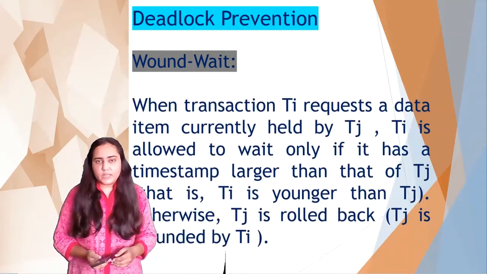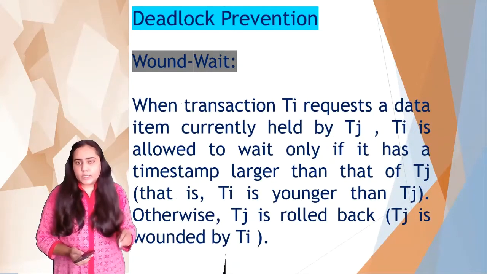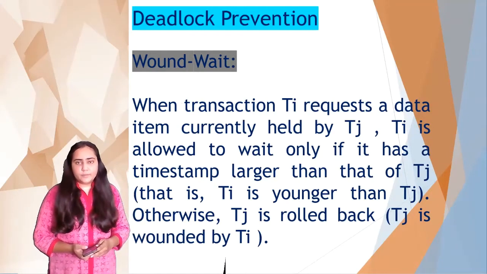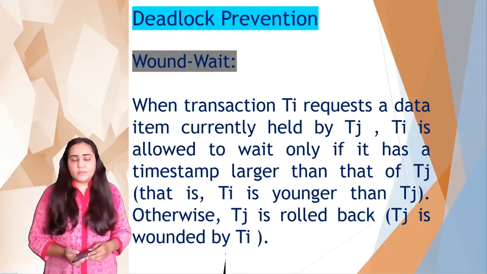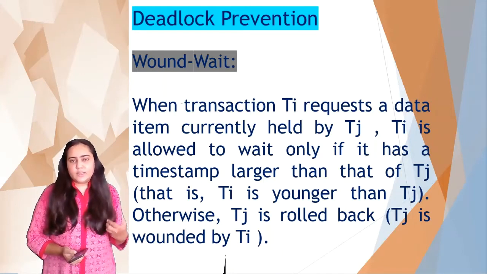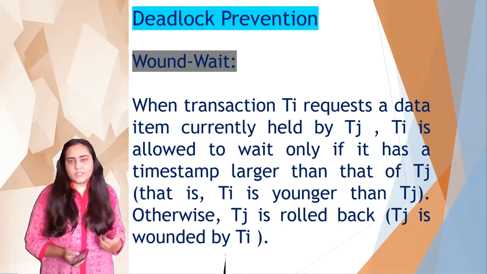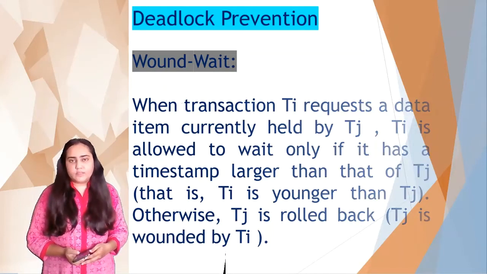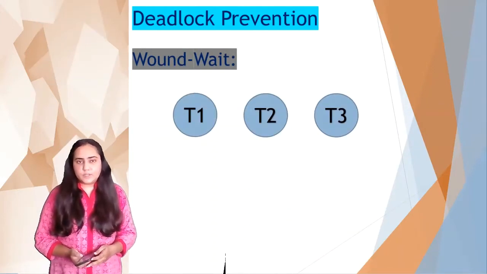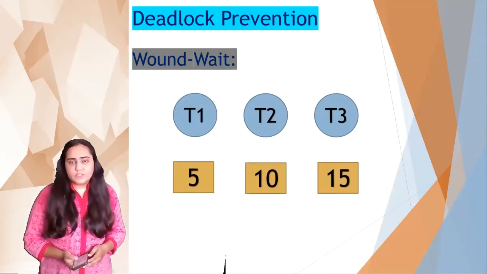In the wound-wait technique, if there's a transaction Ti that needs a data item from Tj, then Ti will be allowed to wait only if it has a timestamp that is greater than that of Tj. So that means Ti can wait only if Ti is younger than Tj. Otherwise, Tj is rolled back. So in this case, it is slightly different than the wait-die technique, and I'll show you how with an example.